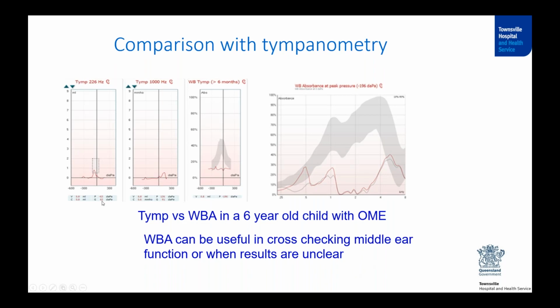So this was a child with OME, and he had an A-type tympanogram. But when you look at a wideband tympanogram, it was a flat type, and the effusion is there. So if you get this sort of flat absorbance pattern, you know that there's an abnormality of the middle ear, and the pattern is more likely suggestive of otitis media. So it can act as a good cross-checking test.